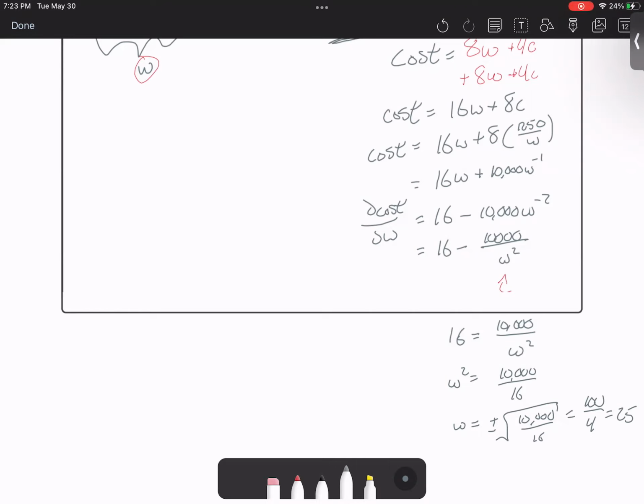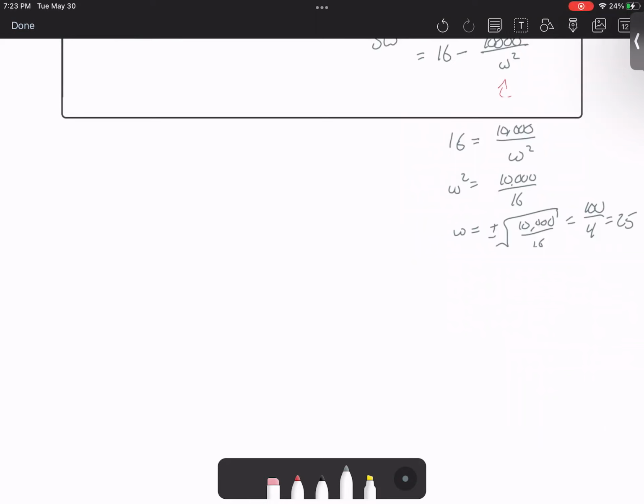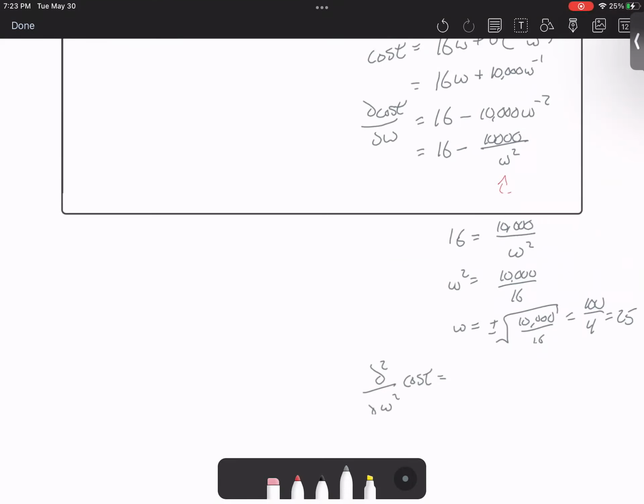So let's see. How can I show that it is in fact a minimum? Well, we could find the second derivative. The second derivative of the cost function is going to be, working from that first derivative right there, 16 differentiates to 0. The minus 2 is going to come down, become a positive 20,000 W to the minus 3.